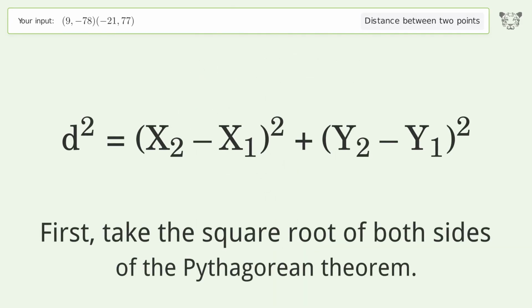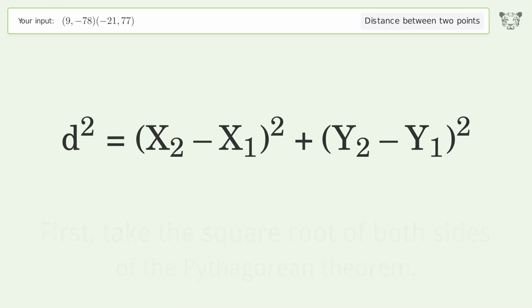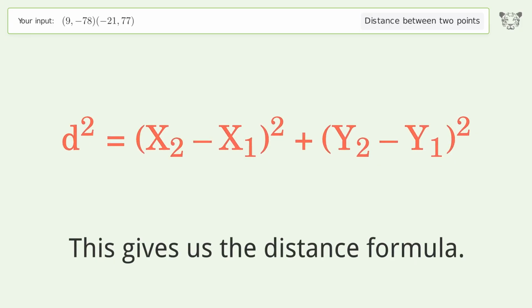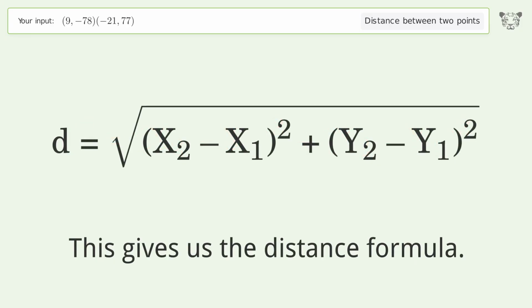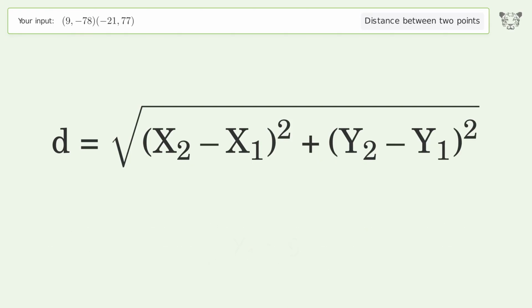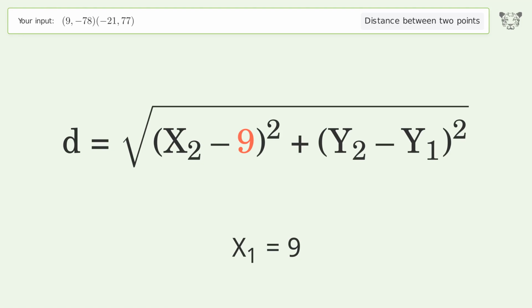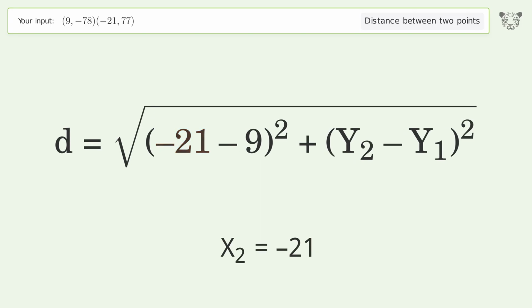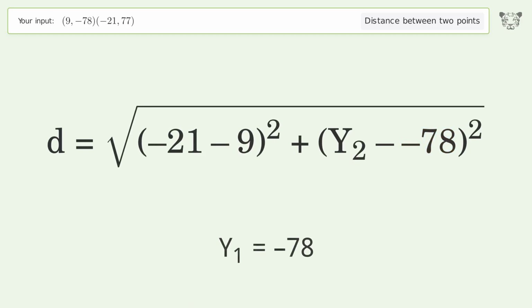First, take the square root of both sides of the Pythagorean theorem. This gives us the distance formula. Plug the coordinates of the points into the formula. x1 equals 9. x2 equals -21. y1 equals -78. y2 equals 77.